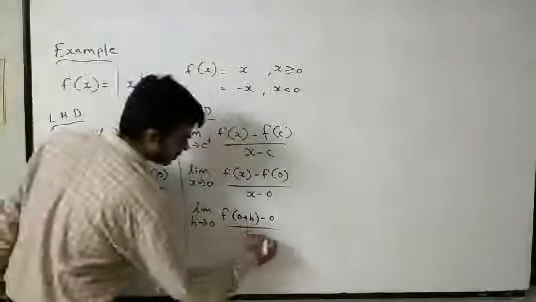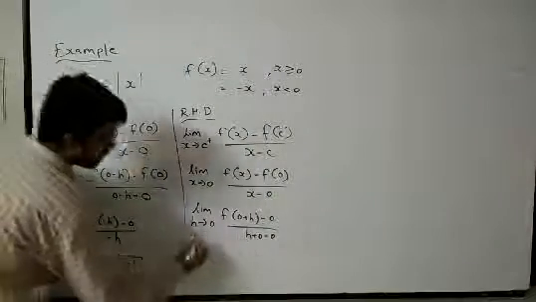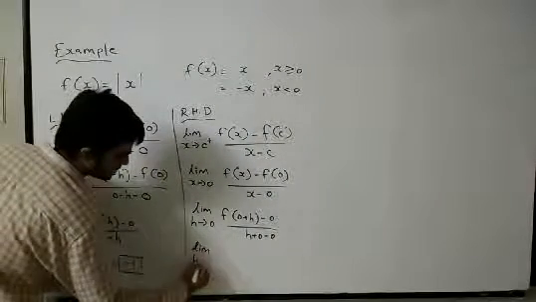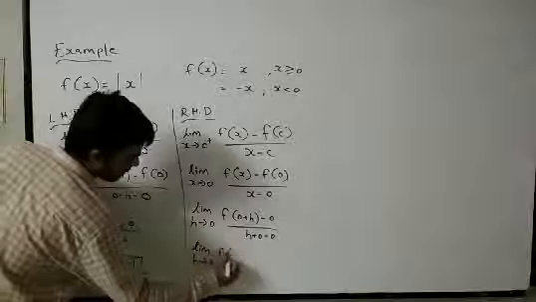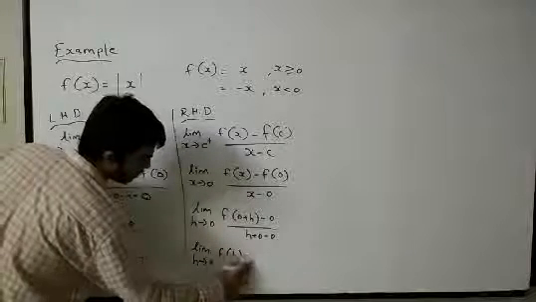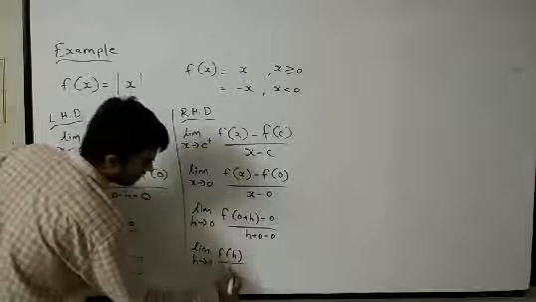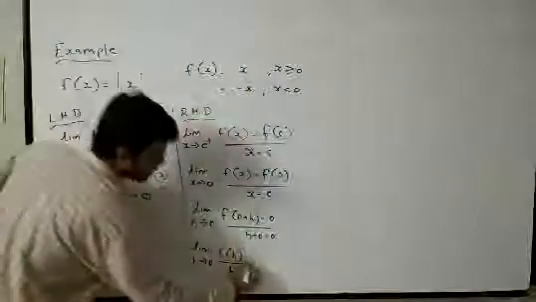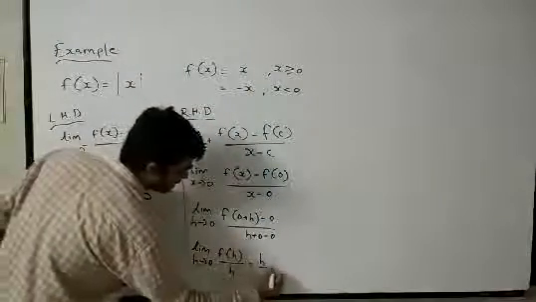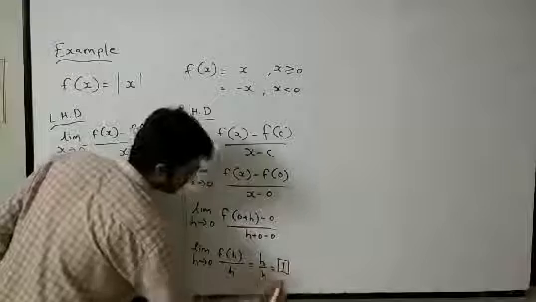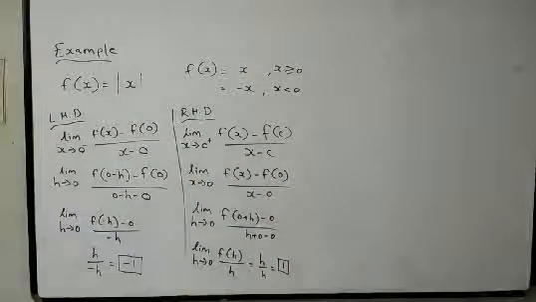X plus 0 minus 0. Now here, limit x tends to 0, f of x minus 0 we are not writing, divided by x. If f of x is h, then it will be h by h. Our answer will be 1. So here the left hand limit is not equal to the right hand limit.